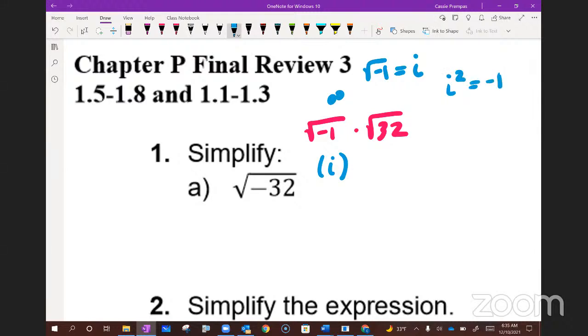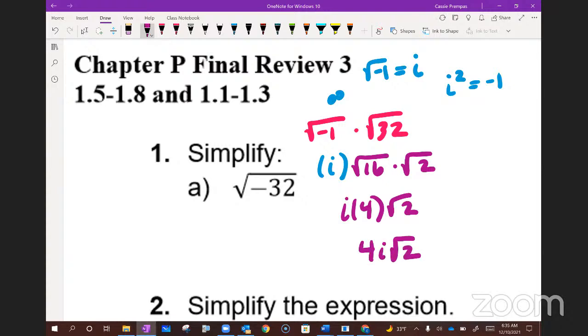Then 32, you guys simplify how you would prefer to simplify the radical. I'll take out the perfect square, which is 16 goes into 32 evenly, and then that's i times 4 root 2, which simplifies to 4i square root 2.